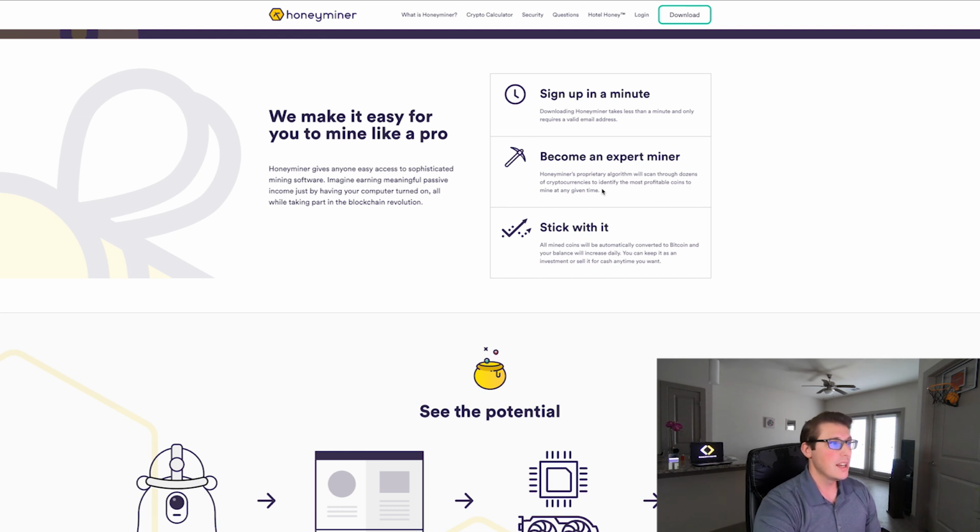And then, of course, the best part, you can stick with it. All the mined coins will be automatically converted to Bitcoin, and your balance will increase daily. So you can keep it as an investment, or you can sell it for cash pretty much anytime you want.